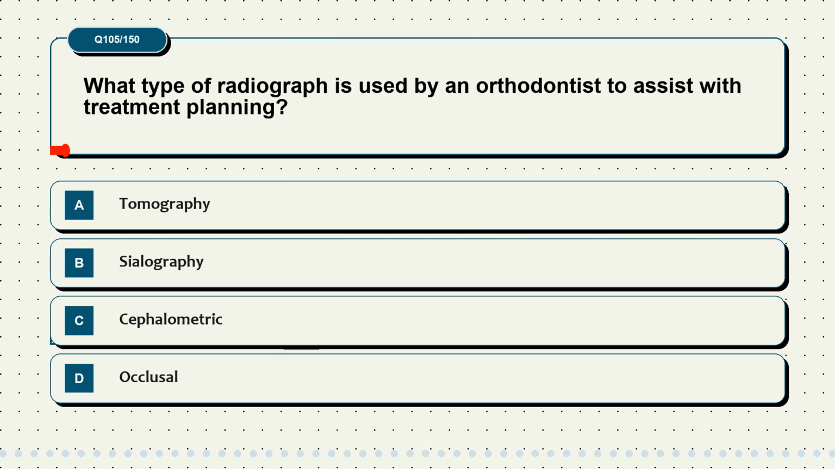Question 105. What type of radiograph is used by an orthodontist to assist with treatment planning? Here are the options. Option A, tomography. Option B, sialography. Option C, cephalometric. Option D, occlusal.